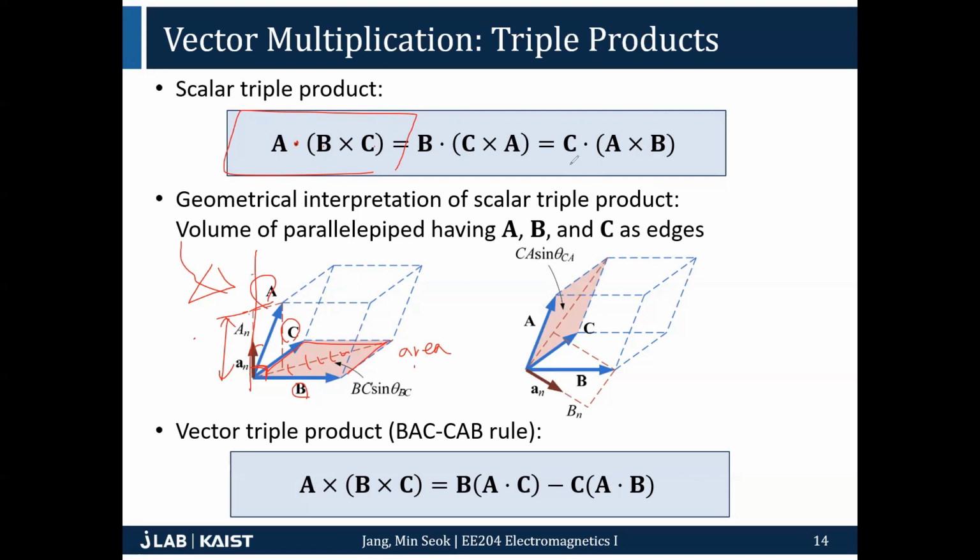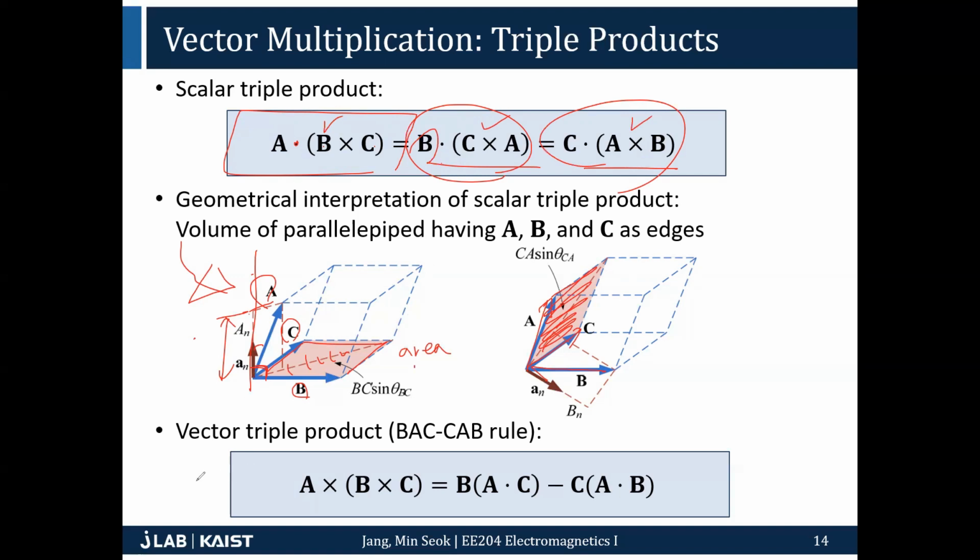And the similar thing can be applied to all these equations. If you look at the second one, C cross A gives you the area of this surface, and if you take the dot product with B, you get the volume. Same thing here. So it's just different ways of describing the volume of the same parallelepiped, right? In that sense, this equation makes sense. These are all the same.